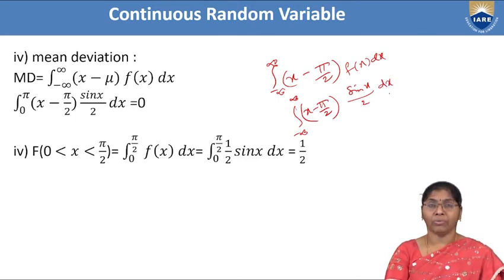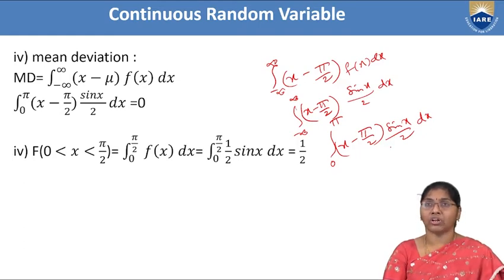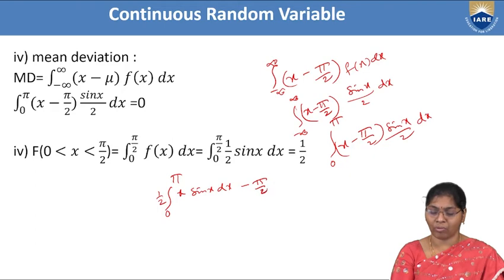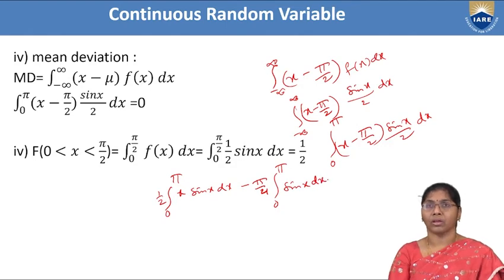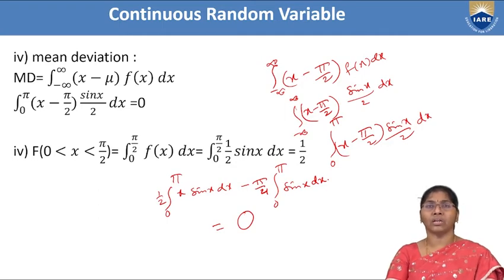Now applying the median values. Here the given condition is 0 to pi, that's why I am converting to integral 0 to pi |x minus pi by 2| sin x by 2 dx. I am substituting each and every term here. That means integral 0 to pi, taking 1 by 2 common, 1 by 2 of x sin x dx minus pi by 2 is a constant, with sin x by 2 already there, so it is pi by 4 integral 0 to pi sin x dx. Now substituting, in total we get the answer equal to 0. Now the mean deviation value is 0.